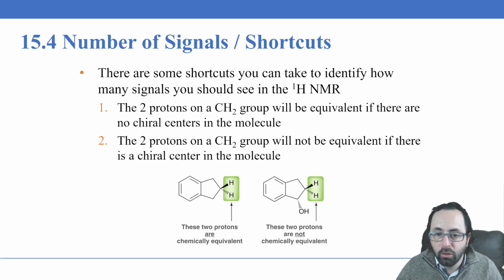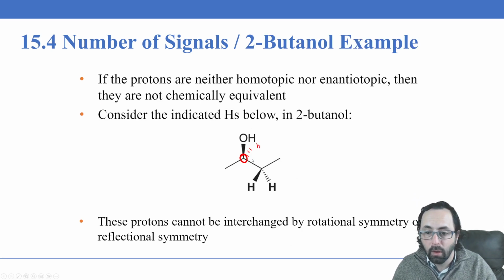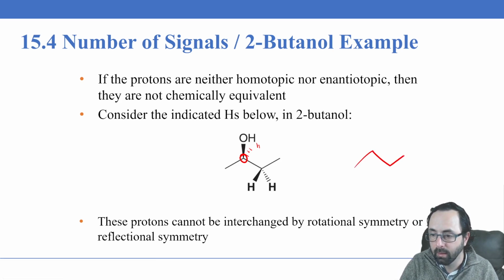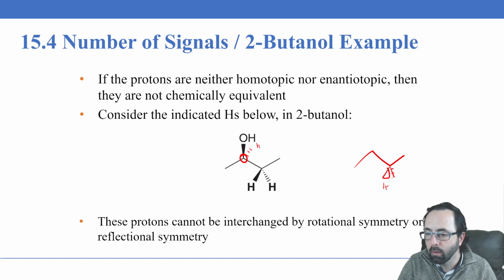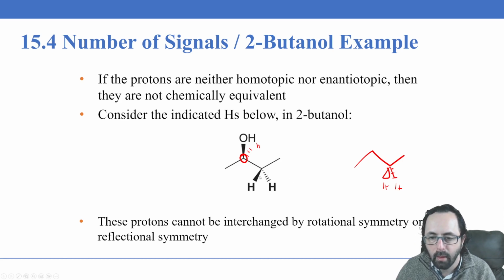First of all, two protons on a methyl group will be equivalent if there are no chiral centers in the molecule. As you saw, the molecule on the last slide had a chiral center, and that made it so that these two protons would not be chemically equivalent. That would not be the case if we have something like this. Here we actually have a plane of symmetry in the molecule. We also have rotational symmetry, and so these hydrogens would be chemically equivalent. But in the left example, they're not, due to this chiral carbon.